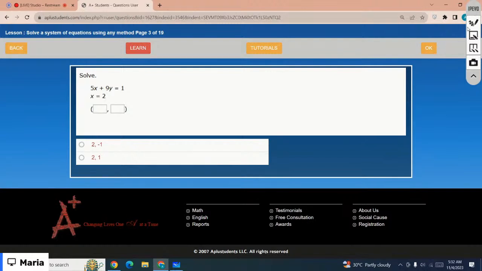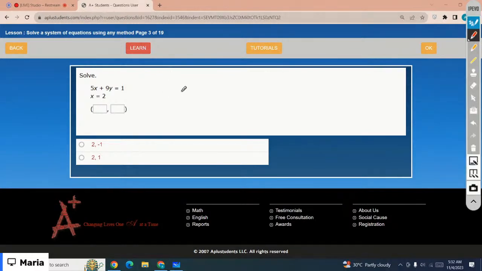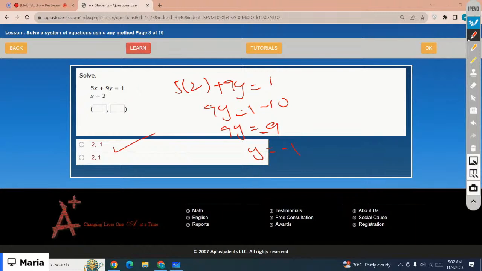Okay, let's just substitute x equals 2 in the first equation. So it would be 5 times 2 plus 9y equals 1. That would be 9y equals 1 minus 10. 9y equals negative 9. So y equals negative 1. So that means x equals 2 and y equals negative 1. So option number 1 is the correct option. So if you have equations like this, you can use the substitution method. Got it?